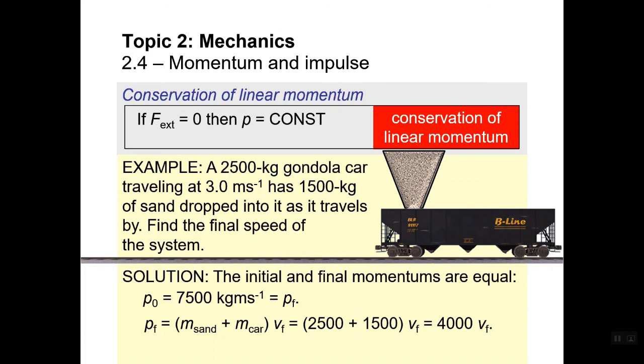So final momentum equals mass of the sand, which is dropped into the car, plus the mass of the car, times the final velocity. Mass of the sand is 1,500 and the mass of the gondola car is 2,500. Add them, times final velocity. That gives us 4,000 times the final velocity. We need to equate initial momentum to final momentum. Initial momentum equals 7,500 and the final momentum equals 4,000 times the final velocity. And the final velocity gives us 1.9 meters per second.